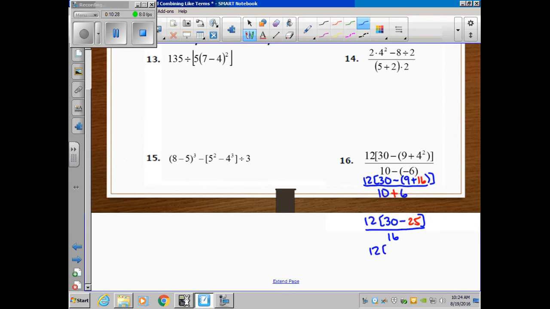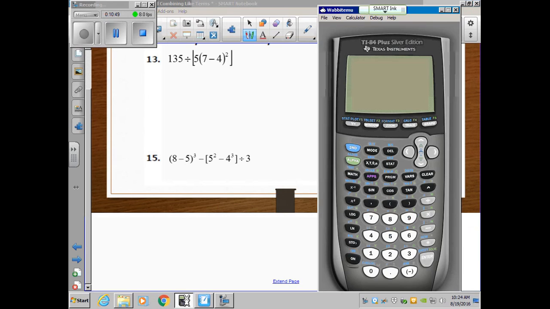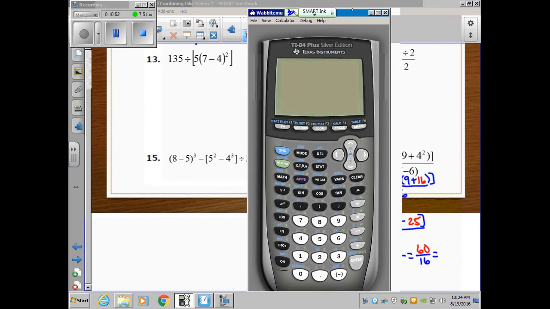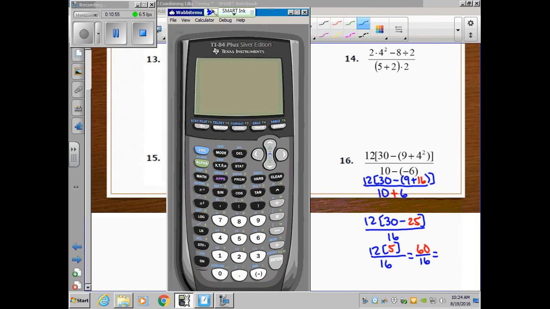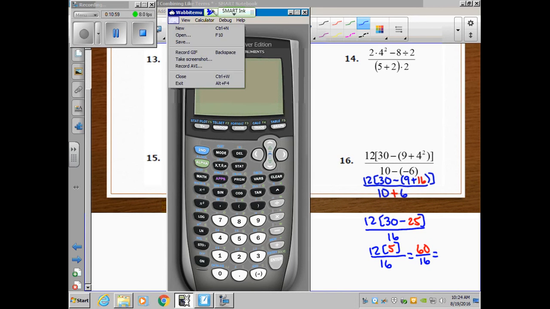Back to the top. 30 minus 25 is 5, all over 16. So 12 times 5 is 60, divided by 16. Now that's going to be a fraction. So how do you figure out? I don't want you to stress over fractions. I want you to be able to have a tool to help you easily get through these fractions. Okay, so let's take a look.